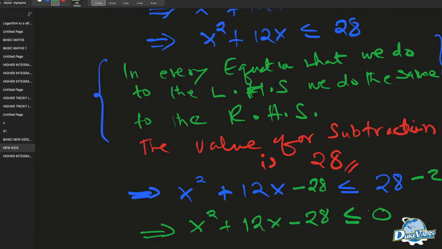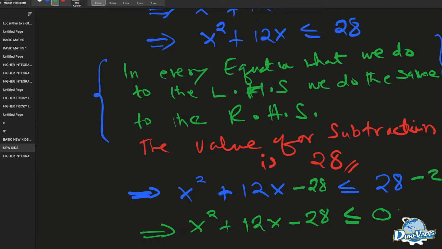So you will realize that the equation that we have been able to achieve at this point looks like something we've come across before, a similar equation, which is normally called a quadratic equation. Okay, so because the whole expression, the one on the left, which is x squared plus 12x minus 28, is quadratic, but it's less than 0, this becomes what? A quadratic inequality.